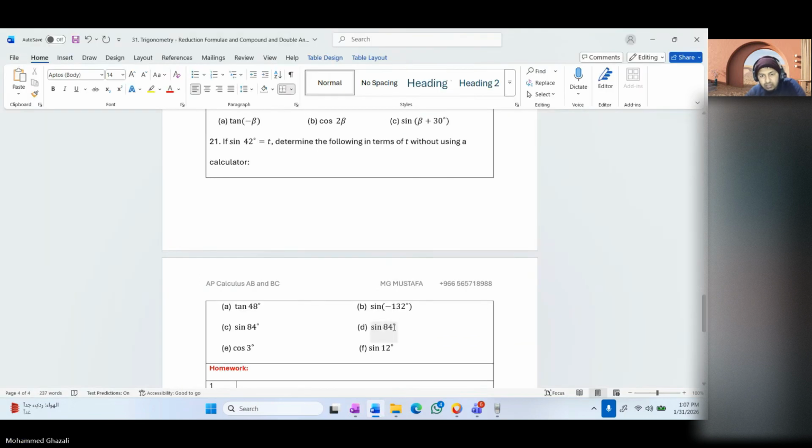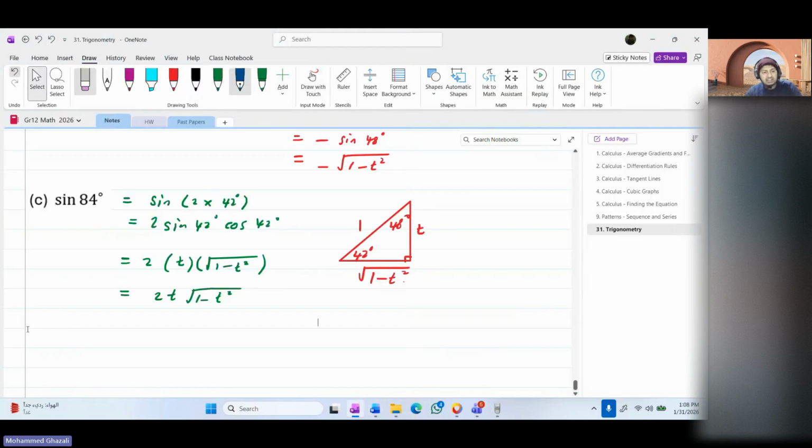Yes. So I'm going to leave out this part here. C, that's D, and that's E. Look at the next one. Next one say, what is cos of 3? How can I find cos 3 from this triangle here?